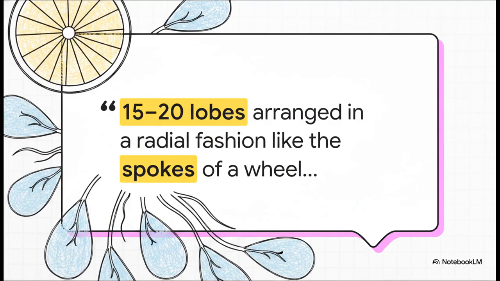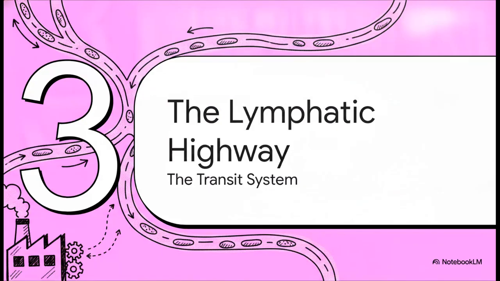To really visualize that parenchyma, consider this specific description right from our source. 15 to 20 lobes arranged in a radial fashion like the spokes of a wheel. Isn't that a great image? Each of these glandular lobes converges right toward the nipple. It is a highly organized delivery system. Every single lobe acts like its own separate little manufacturing plant, complete with its own duct system, carrying milk right to the center.